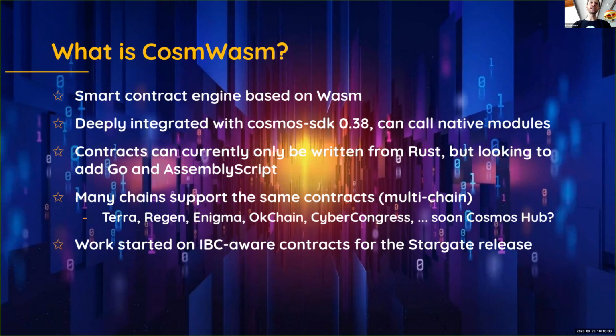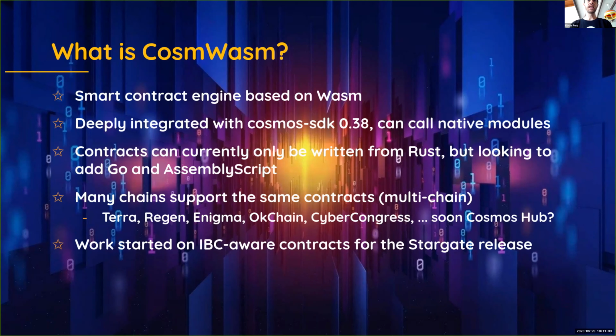We currently only write contracts in Rust. So we'll be covering Rust programming here, how to write contracts. But we are looking forward to adding Go and AssemblyScript. We've done basic introductions, basic checks, and basic explorations on that so far. And we hope to have those in the next, let's say, 4 to 6 months.